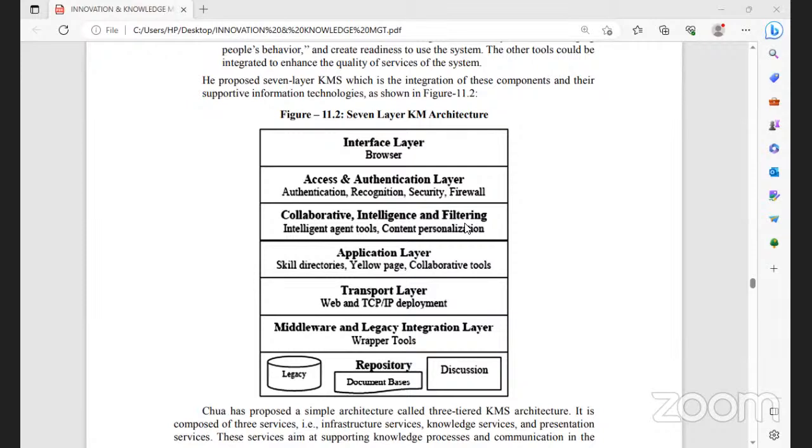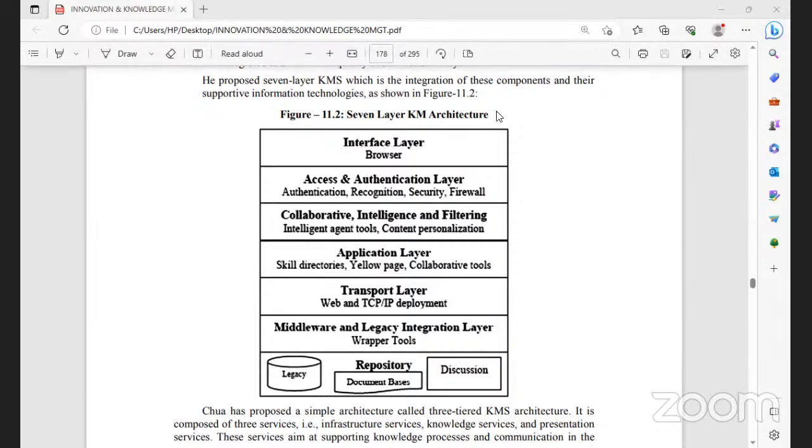Next one is transport layer, web and TCP/IP deployment. That is network protocols, transmission control protocol over internet protocol. Next one is middleware and legacy integration layer, which consists of wrapper tools. And final one is repository in legacy system, which contains document bases. This is the total 7-layer architecture of knowledge management.